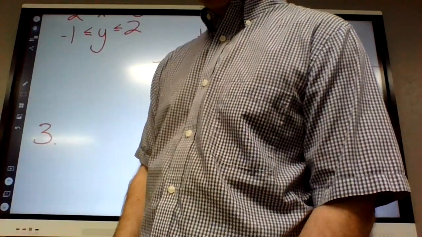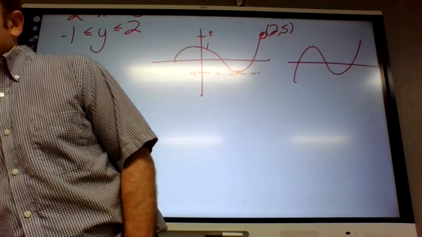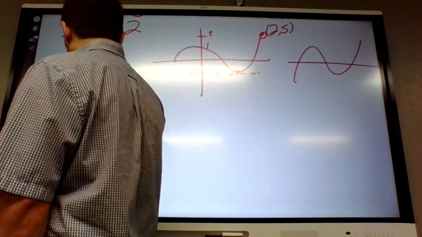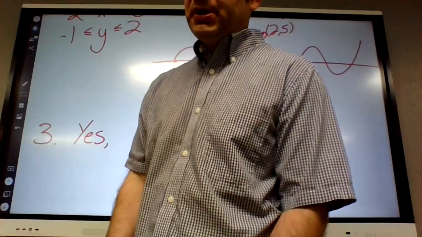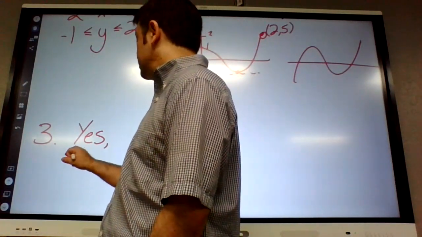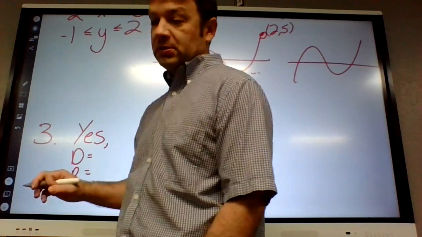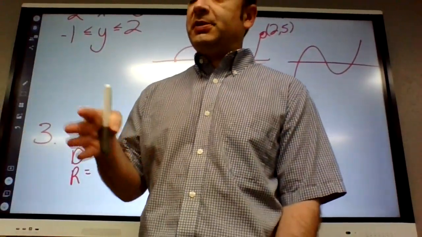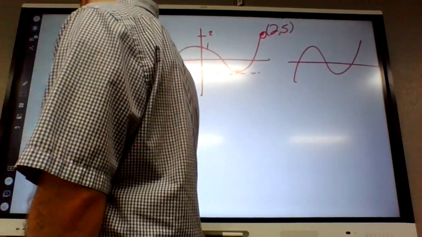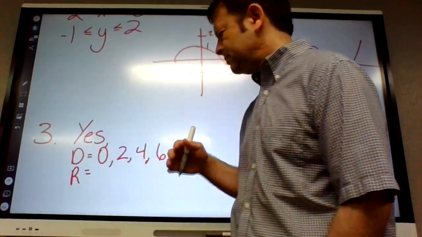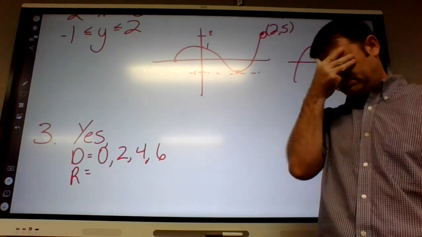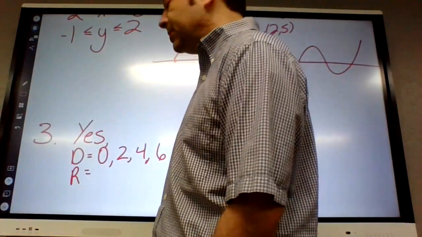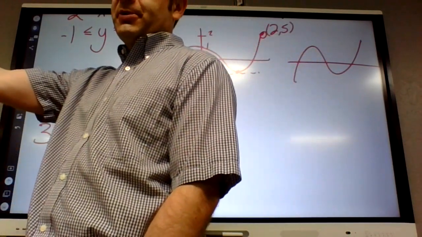Number 3. So number 3 is not a continuous set of points. Is it a function? Yes. Anywhere you draw a vertical line, it will only hit at most 1 point. So yes, it is a function. What's the domain? 0, 2, 4, 6. So the point on the left has an x value of 0. The second point has an x value of 2 to the right, 4 to the right, 6 to the right. So it's 0, 2, 4, 6. Okay, the range is the y values. So what's the y value of that lowest point? 0. What's the y value going up the step? 1, 2, 3.